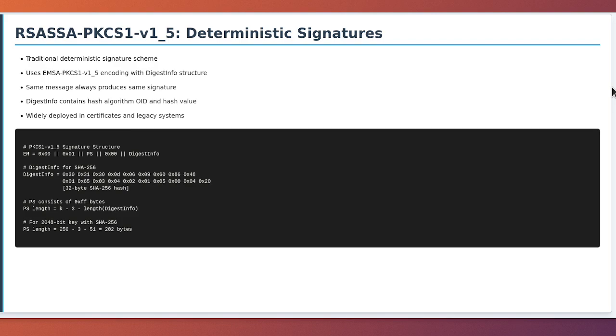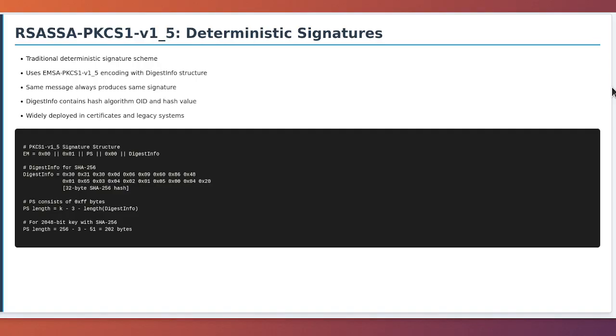Each hash algorithm has its own digest info prefix. The RFC provides the exact encodings for SHA-1, SHA-256, SHA-384, and SHA-512. Getting this encoding exactly right is critical because any deviation will cause signature verification to fail.